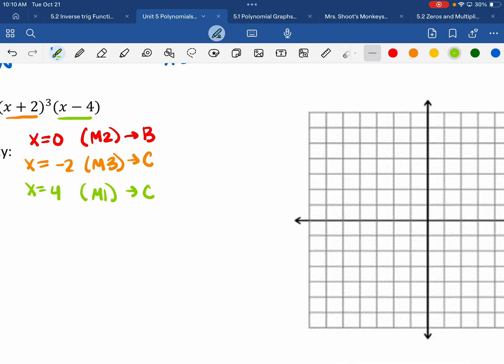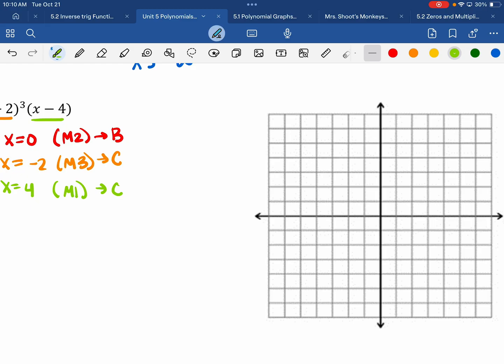All right, so I'm going to come over here on my graph, and I'm going to plot 0. I'm going to plot -2. And I'm going to plot 4.